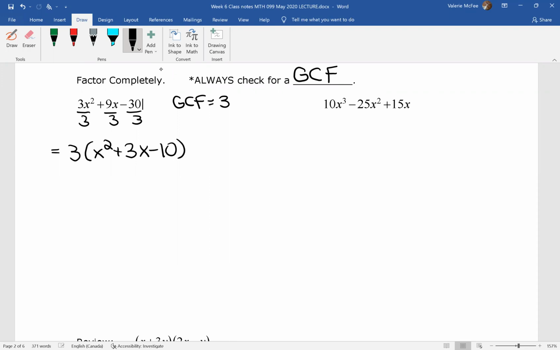You can see inside the brackets, we have a quadratic trinomial. That means we want to look at A, B, and C. We want two numbers that multiply to A times C and add to equal B.